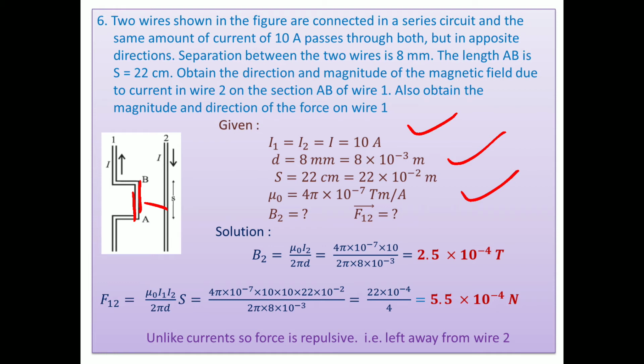And thereafter, with unlike currents, which type of force is there? Repulsive force is there. Like currents attract, unlike currents repel. So wire 2 wants wire 1 to move away from it. This is your answer. In which direction? In this direction it goes, away from wire 2, because of the repulsive force due to unlike currents.